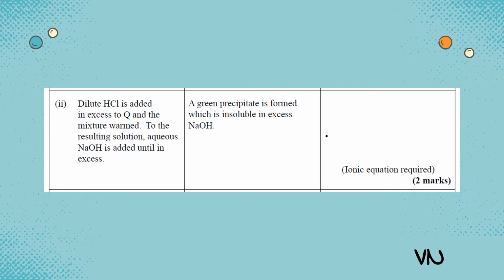Part 2 tells us that dilute hydrochloric acid is added in excess to Q and the mixture warmed. To the resultant solution, aqueous sodium hydroxide is added until in excess. The observation is that a green precipitate is formed, which is insoluble in excess sodium hydroxide. So apart from writing the inference, you're also expected to give the ionic equation. The green precipitate indicates the presence of Fe2+ ions.